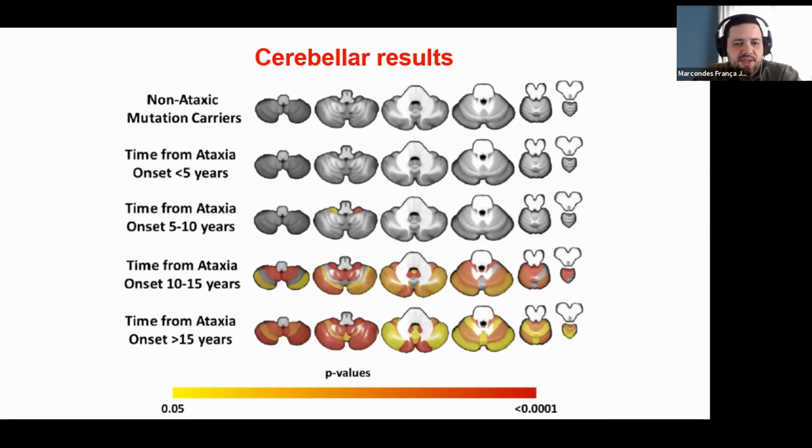So as you can appreciate, in the first 2 groups, we could not see any relevant change in terms of the cerebellum, but in the third group, we noticed the initial damage in the cerebellar lobule, which then spreads to the cerebellum overall in the last 2 groups defined according to the disease duration.